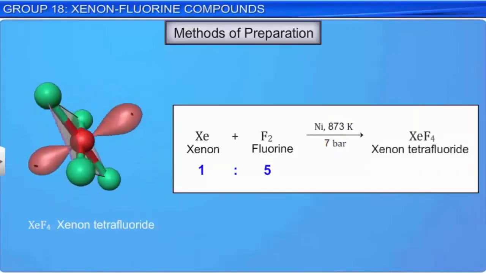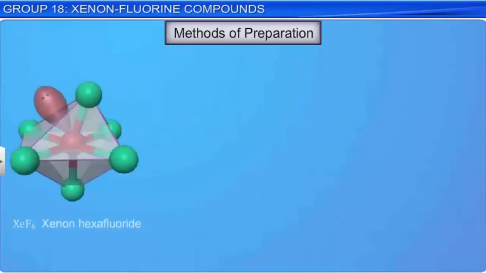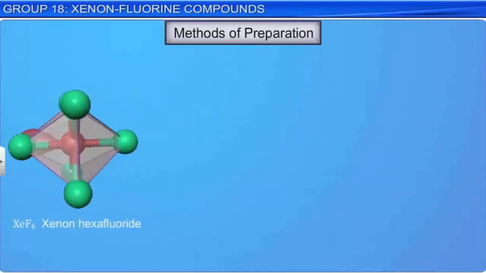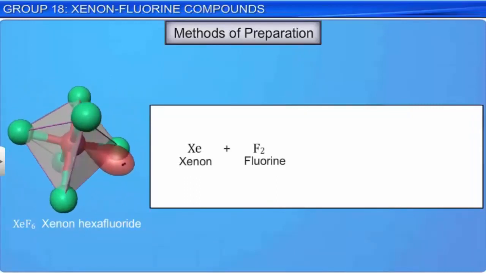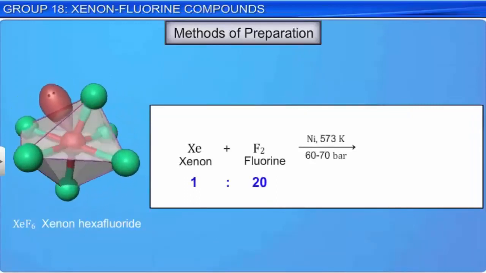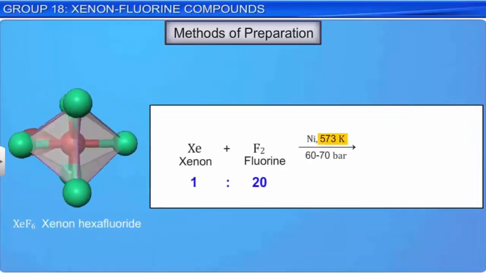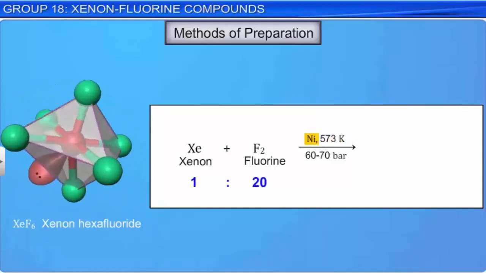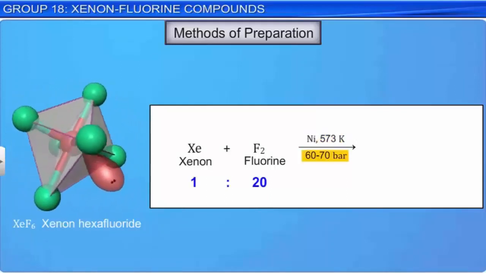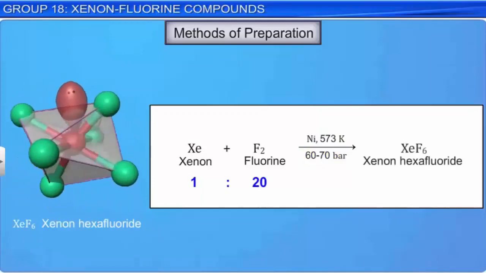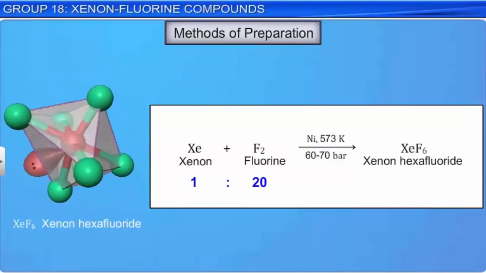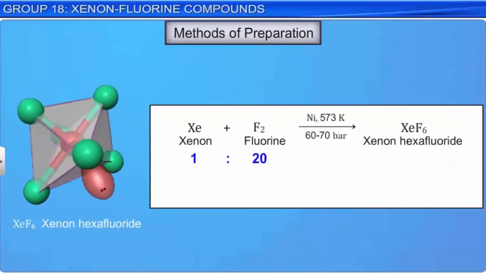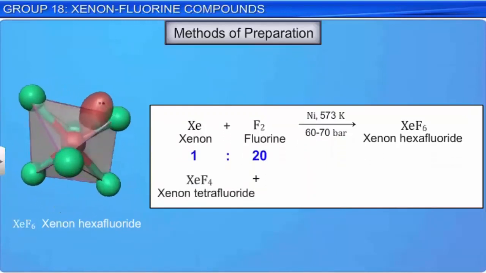Xenon hexafluoride is obtained when a mixture of xenon and fluorine in the ratio 1:20 is heated at 573 Kelvin in a sealed nickel vessel at 60 to 70 bar pressure. Xenon hexafluoride can also be obtained by the reaction of xenon tetrafluoride and dioxygen difluoride at 143 Kelvin.